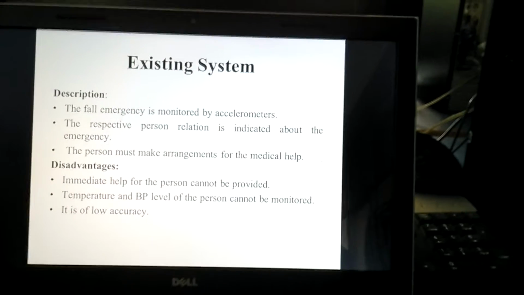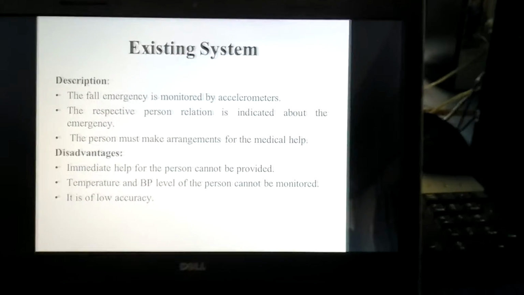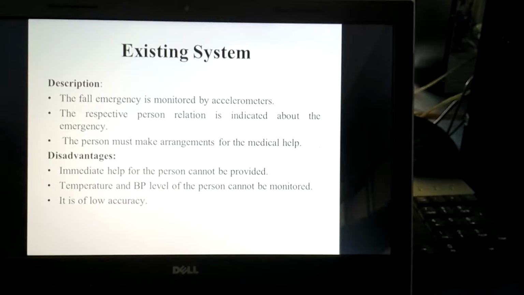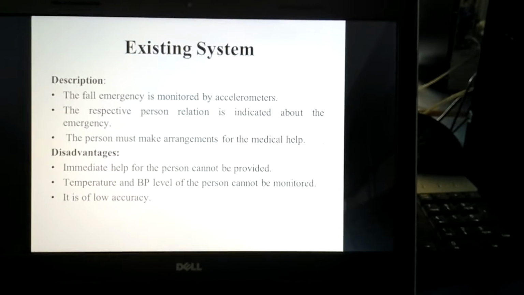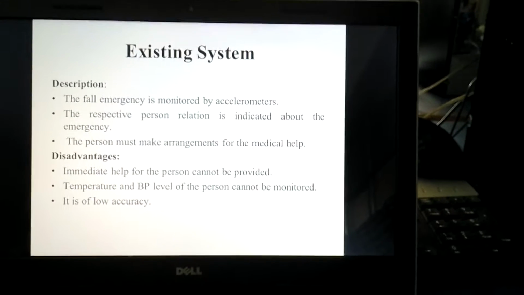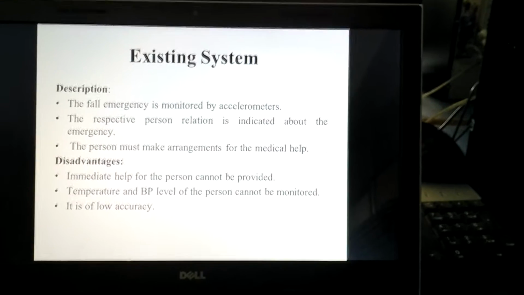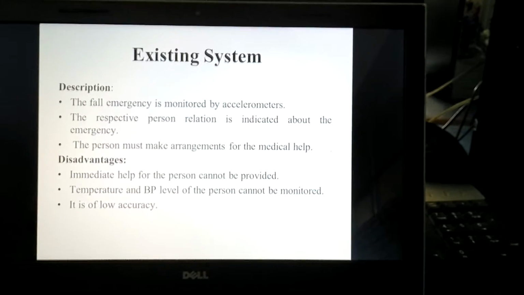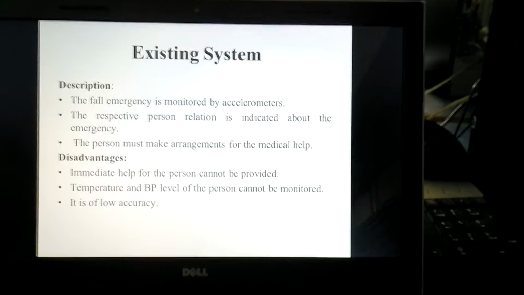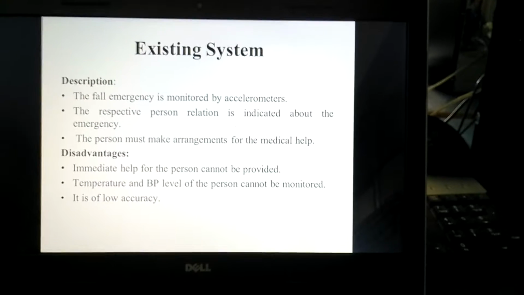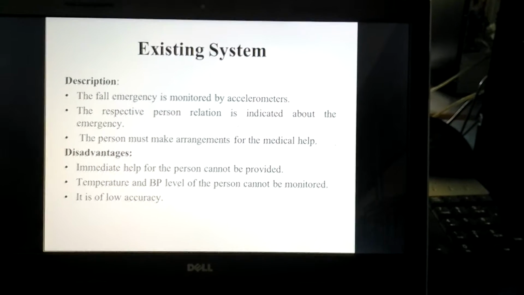The main existing system is that the fall emergency is monitored by the accelerometer. Only the respective person's relation can be informed about the emergency, and the relation must arrange for the medical help. The main disadvantage is that the person cannot get immediate help, the temperature and BP sensors are not monitored, and it has low accuracy.